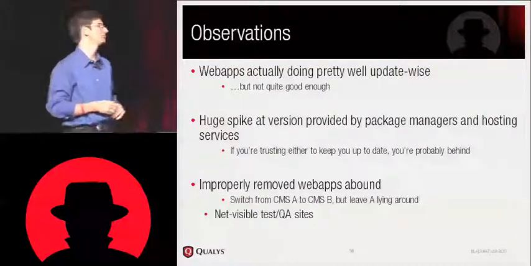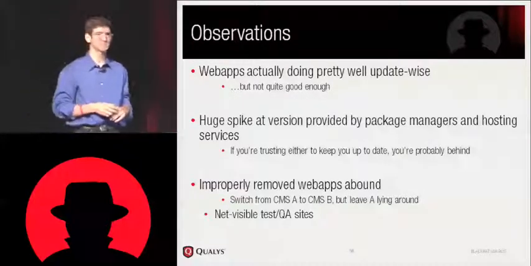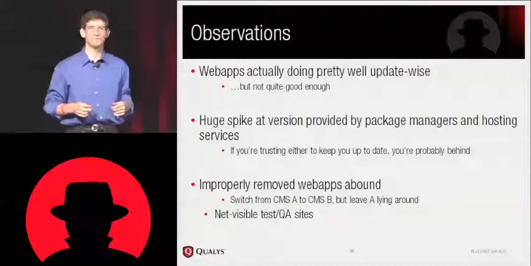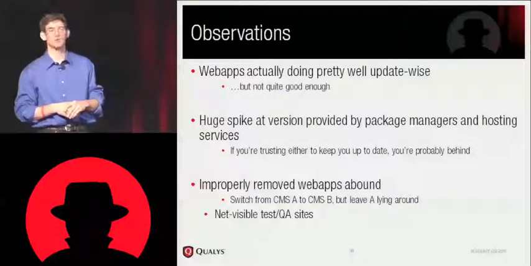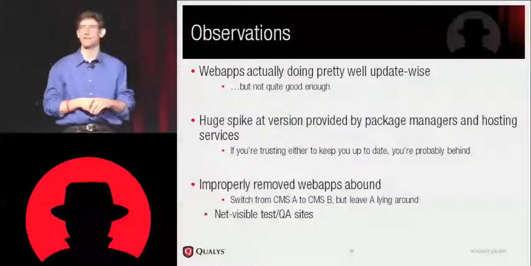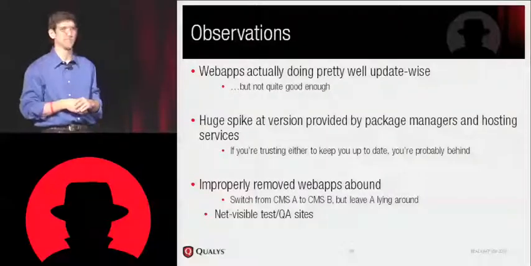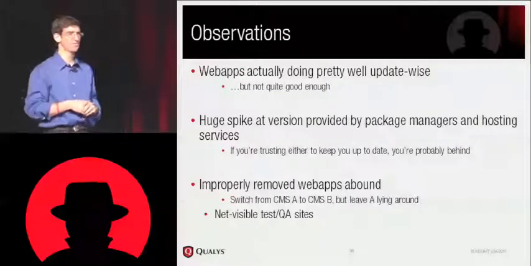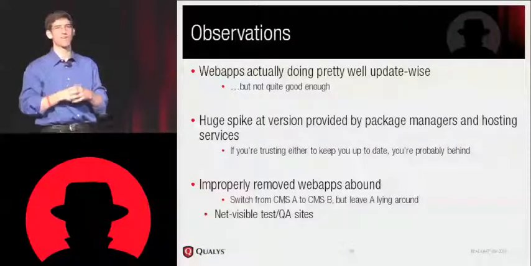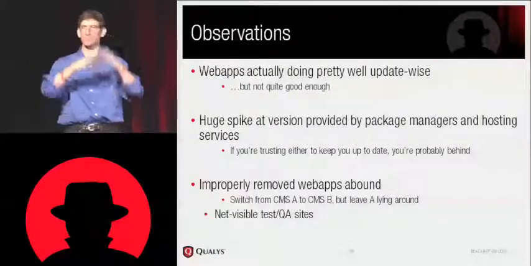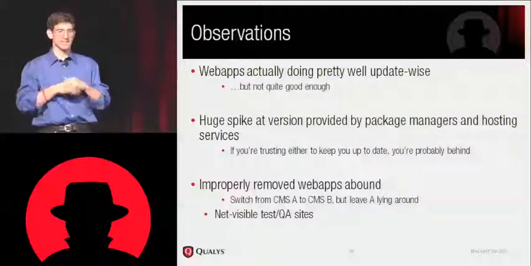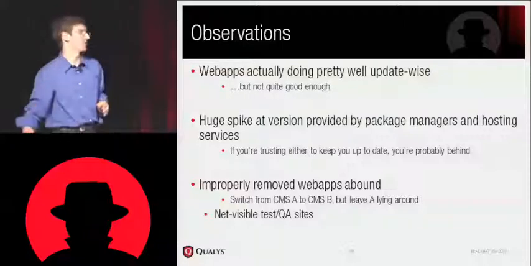That's kind of odd. Net visible test QA sites also saw instances where the main site would be installed and up to date, and Shodan would turn up QA or staging.example.com. And that site was very much not up to date. So if you are not scanning yourself, if you're not aware of all of the properties and all of the apps that you're exposing to the world, definitely first thing, you need to become aware of those.